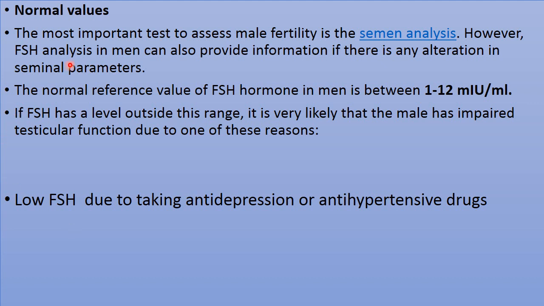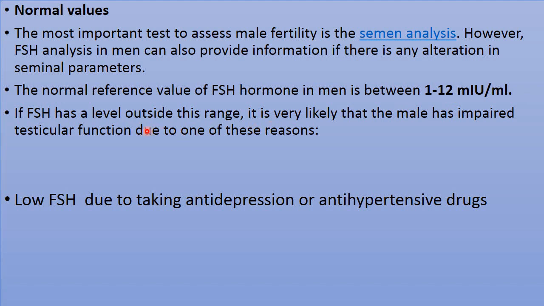Normal value. Now the question arises, what is the normal value of this hormone? The most important test to assess male fertility is the semen analysis, the main protocol for semen analysis. However, FSH analysis in men can also provide information if there is any alteration in the seminal parameters. The normal reference value of FSH in men is about 1 to 12 mIU per ml.